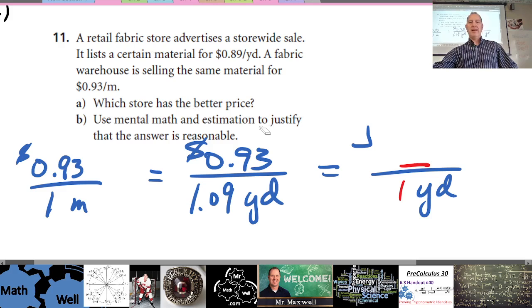Use mental math and estimation to justify that the answer is reasonable. Well, as I mentioned, meters are bigger than yards, so you expect to pay a little bit more, but how much more? Estimation: 89 cents, that's only 4 cents difference, right? So that's 4% of a dollar, right? And is a meter more than 4% larger than a yard? I guess it is. So don't worry about B so much.